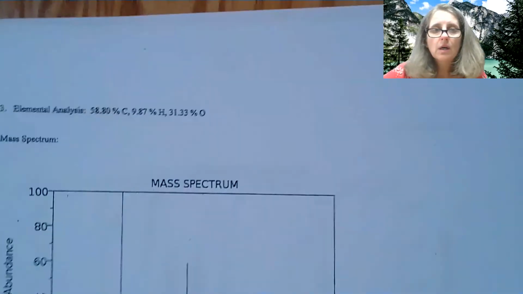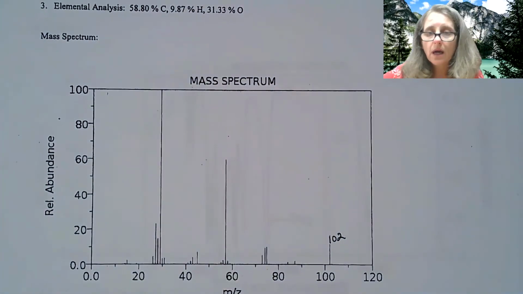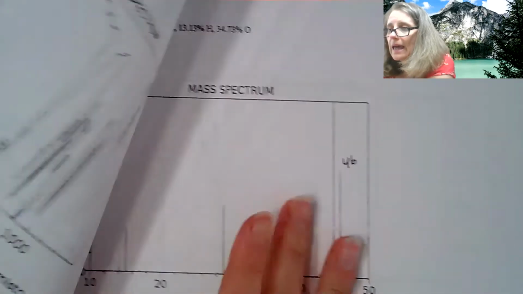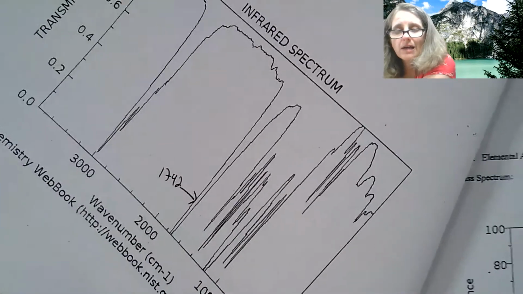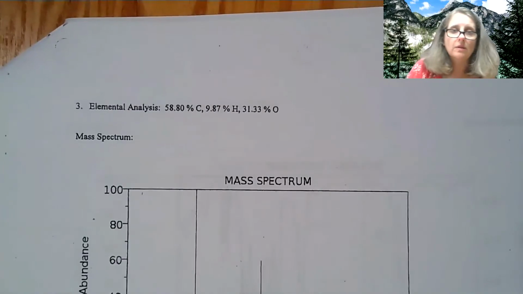All right, so why don't you try number 3? 102 is the molar mass peak, and take a look at the IR. The IR will help out a little bit for this one, so try that one.